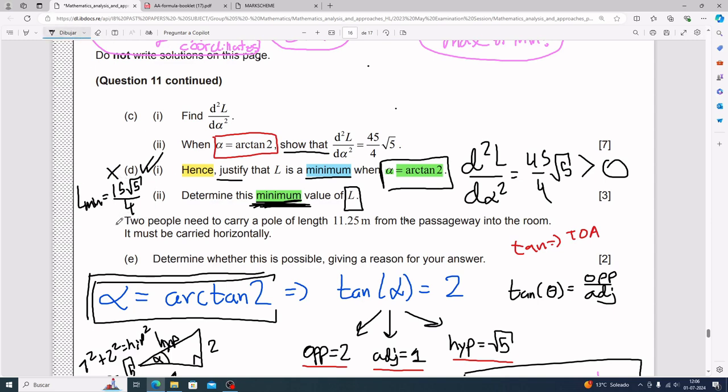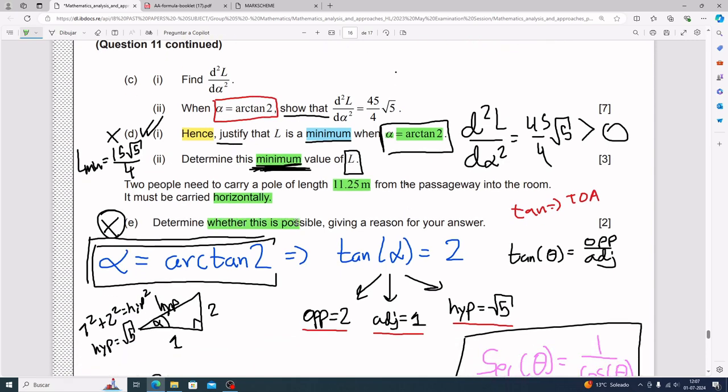All right, awesome. And now for the last part, we need to do this thing that says two people need to carry a pole of length 11.25 meters from the passageway into the room. It must be carried horizontally. And so we need to determine whether this is possible, and give a reason. Now, this is interesting. Over here, it's worth 2 points, right? Because it's asking you to give a reason and see if it's possible, on the one hand, you probably have a reasoning point of figuring out if it's possible or not. And then you have to give an argument. That is why it says give a reason.